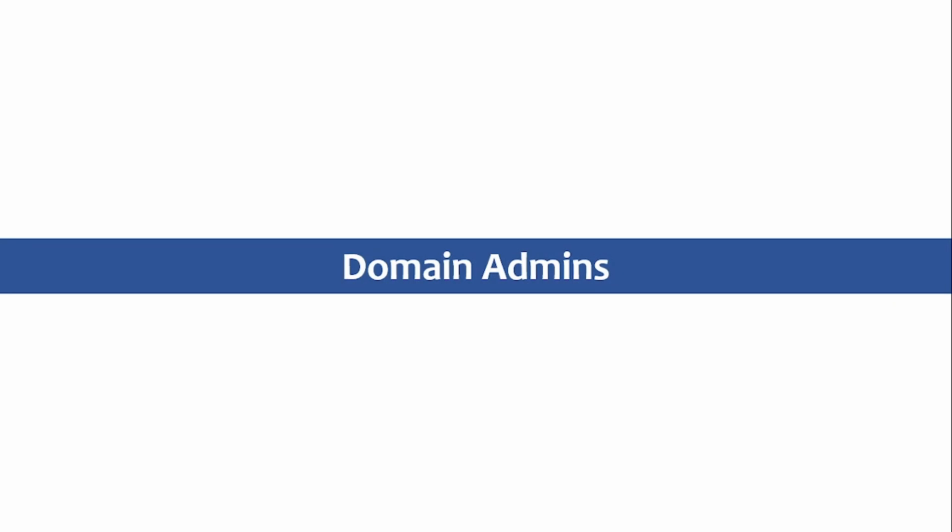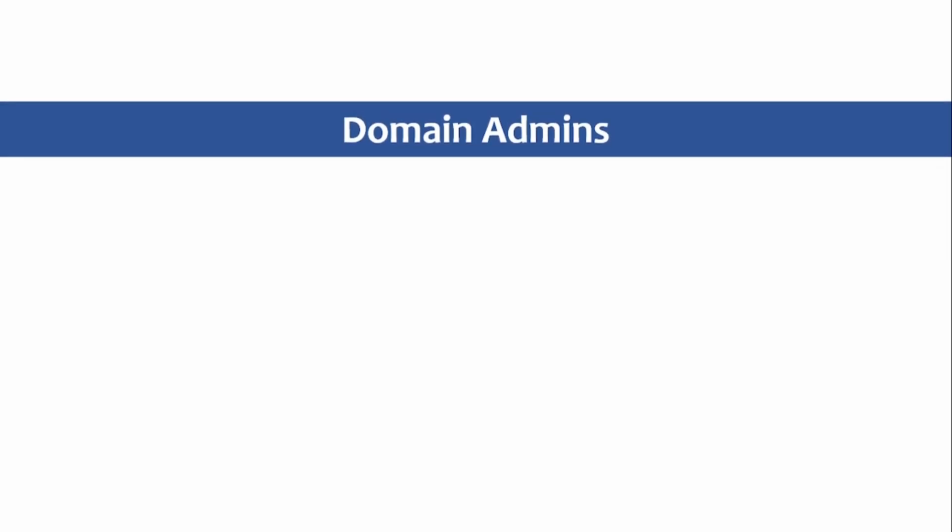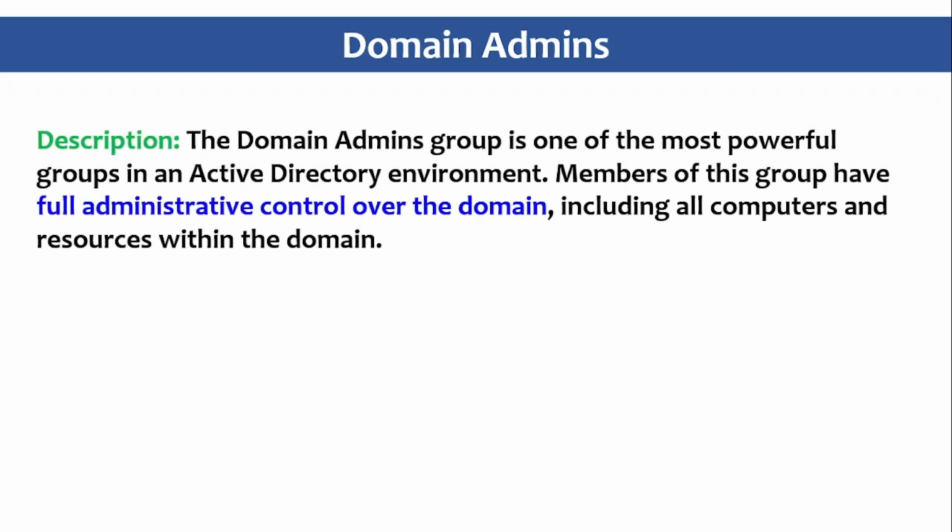Let's look at domain admins now. The domain admins group is one of the most powerful groups in an Active Directory environment. Members of this group have complete control over the domain, not the forest but the domain, including all the computers and domain controllers and everything in that specific domain. That's the reason it's called domain admins, and the other group was called enterprise admins. Enterprise represents the entire forest.